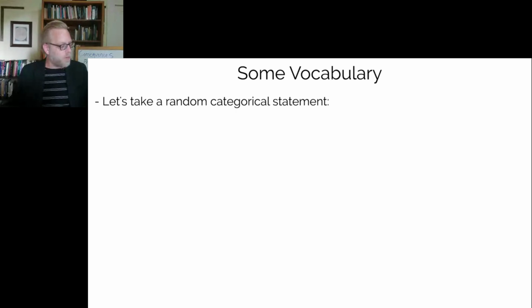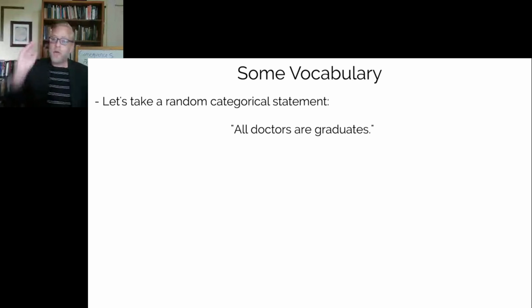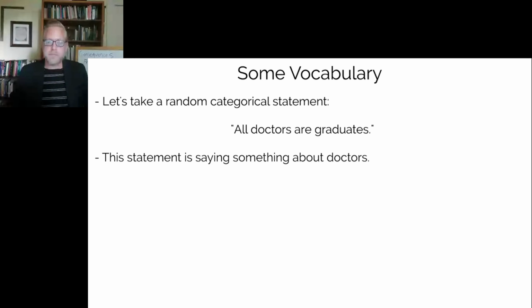Just a little bit more vocab, just to make sure you understand each part, so that when we talk about it later, you know what I'm talking about. All doctors are graduates. Hopefully you know right away, this is a universal affirmative. If it says all or no, it's a universal. And if it doesn't say not, then it's affirmative. So this statement here, all doctors are graduates.